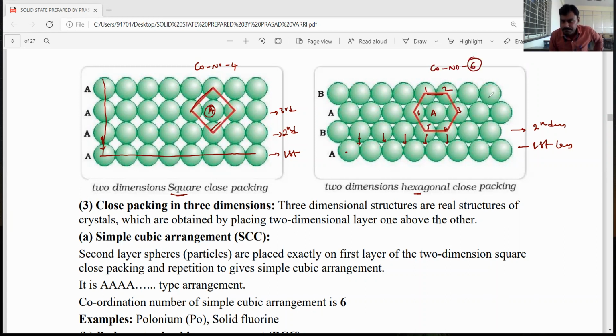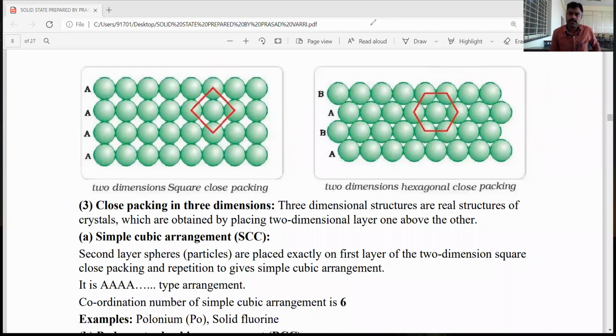If you observe this gap, this is called a gap, and this gap is also called a void. What kind of voids are present? Triangular voids are present. This void is called a triangular void. Triangular voids are present in hexagonal close packing arrangements, the 2-dimensional hexagonal close packing arrangement. Okay, dear students.